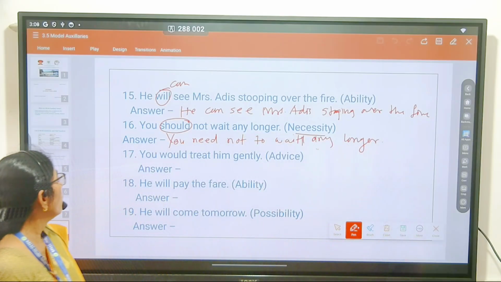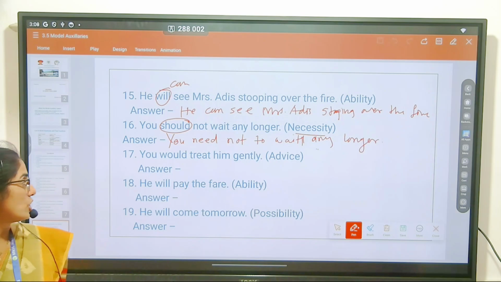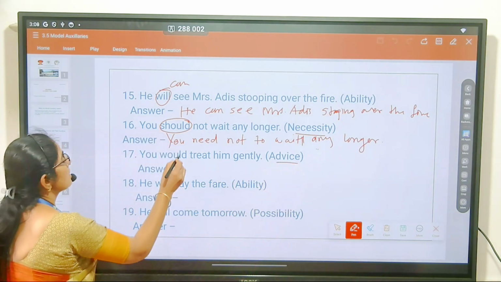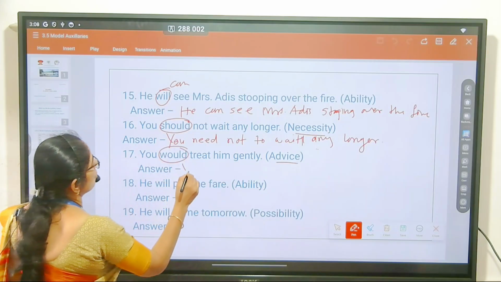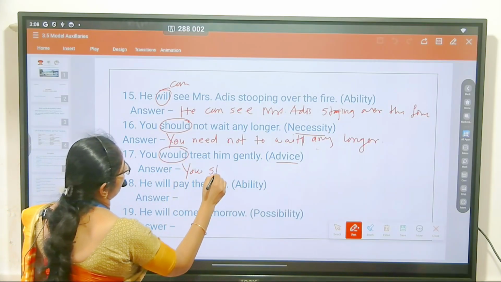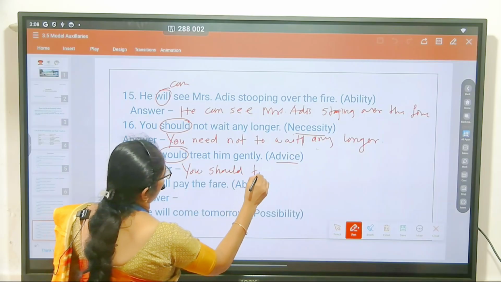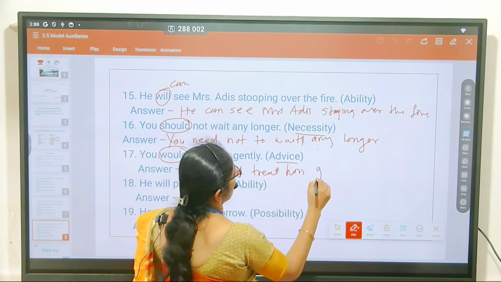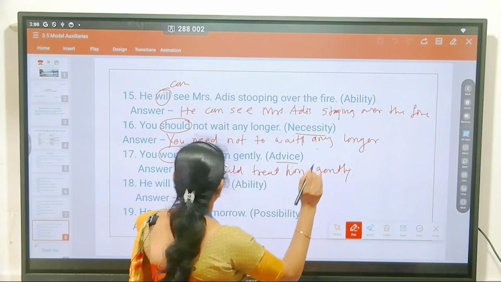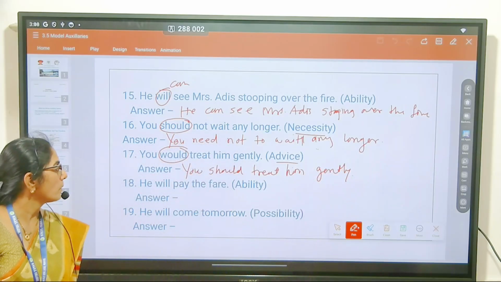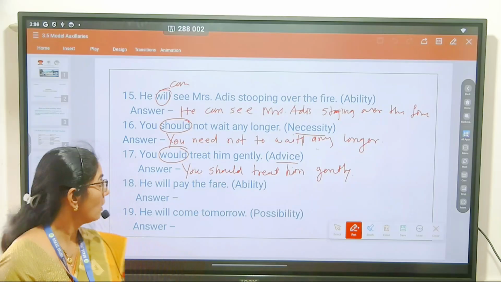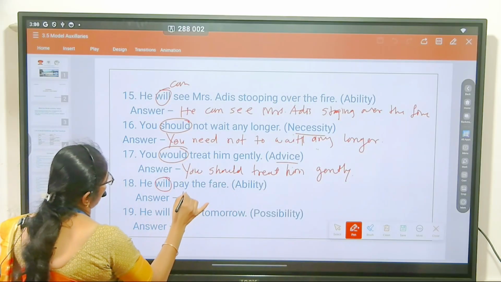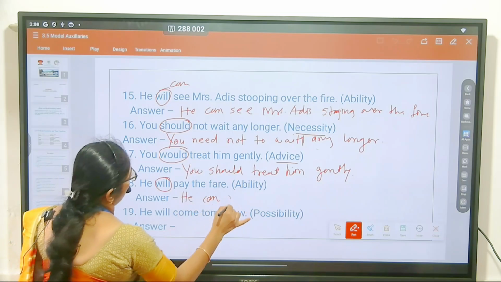Okay. Next, we would treat him gently. Here, advice is given, so we have to use should. You should treat him gently. And he will pay the fare, the ability. So for ability, we have to use can. Instead of will, we have to take can. He can pay the fare.